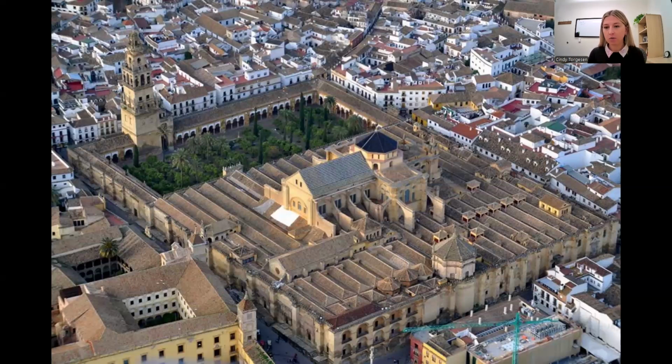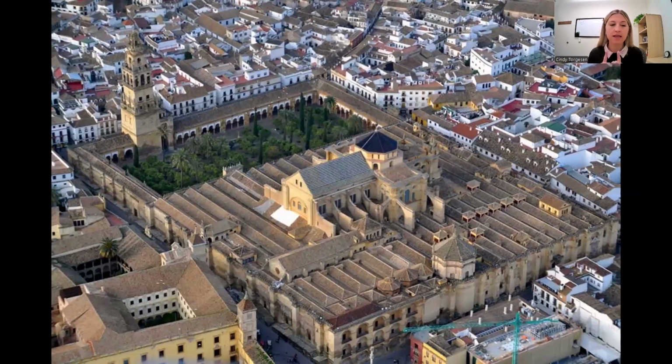And then two features I want to point out that might be hard to see: if you look at the very bottom part, you'll notice that there's a dome right on the edge of a wall. And that dome is on top of a very important part of the mosque structure, which is the mihrab. So remember, the mihrab is on the Qibla wall. The Qibla wall is the wall that faces Mecca.